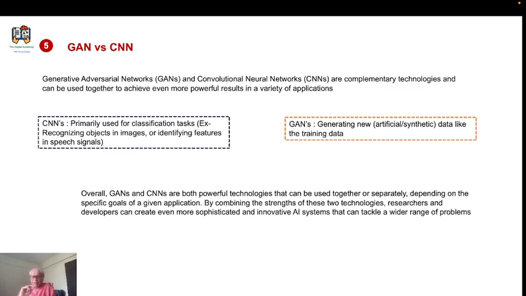With that, it is important for us to distinguish GANs from other neural networks, and in this particular case, I'm going to talk about convolutional neural networks. Convolutional neural networks are used for classification tasks, which is recognizing objects in images. These are basically image classification tasks. They recognize images or identify features in images, while generative adversarial networks actually create new data from the training data. So these are both powerful technologies that work together or separately depending on specific goals and complement each other. They are not competing technologies.